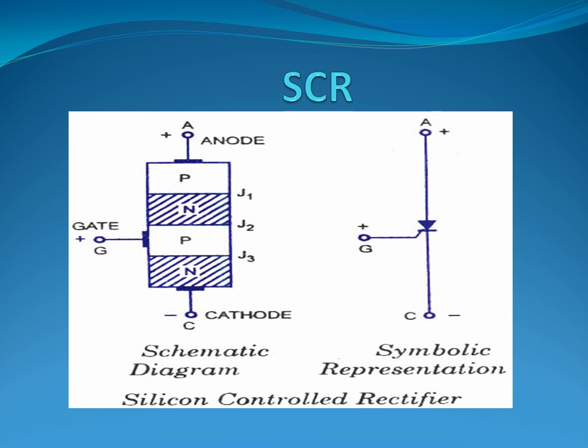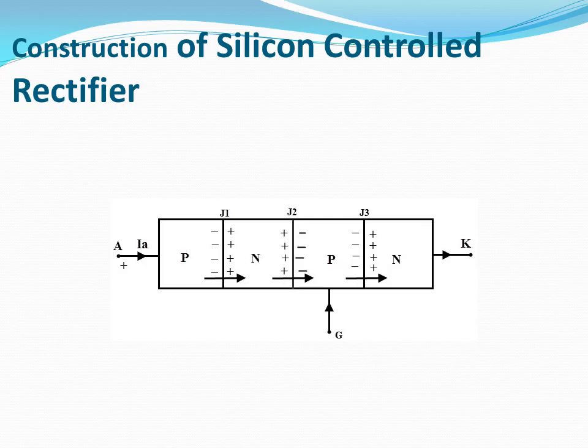Today we are going to see the working of SCR. Before going to the working of SCR, we will just see the schematic diagram and symbolic diagram of SCR. It is having 4 layers PN, 3 junctions J1, J2, J3, and 3 terminals: anode, cathode and gate. This is the construction of the silicon controlled rectifier, showing how the current flows from anode to cathode.